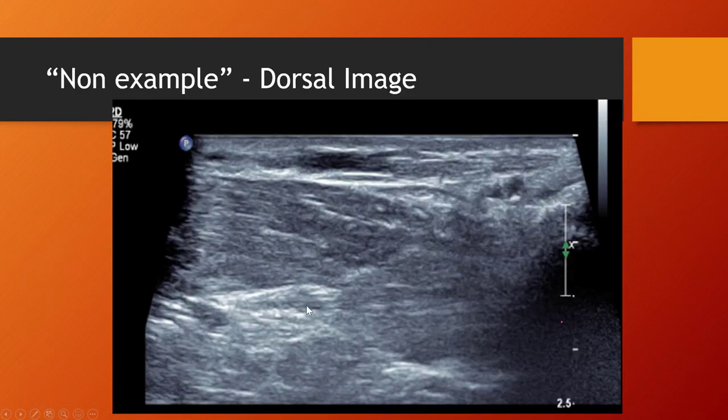Here's one that's not so good. So we can't see the triangle of the interosseous muscle, and we're starting to see the MTP joint. So this is the level where we want to see the nerve, and you can see that there's shadow over the region of interest. So that's not a great image, and the probe hasn't been moved distal enough.